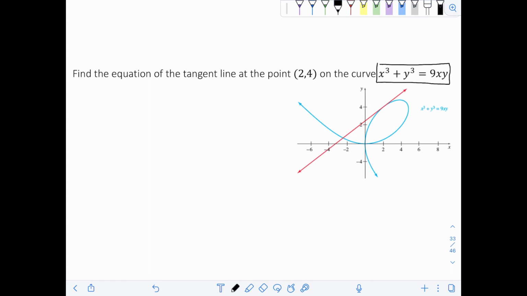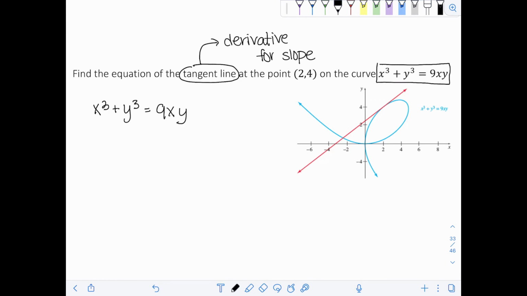In order to find the tangent line, one thing to remember is that we use the derivative to get the slope. So the first thing we need to do is find the derivative. Let me rewrite the equation. And what we're going to do is take the derivative with respect to x.